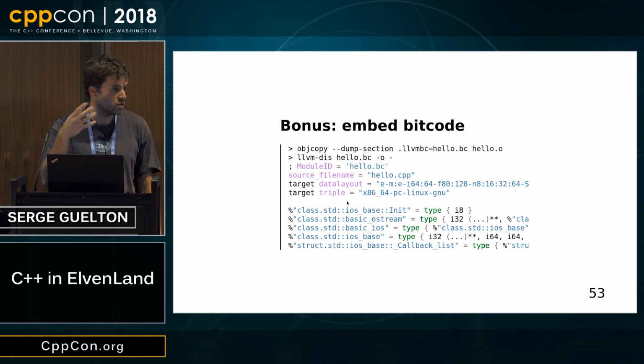If you want to embed stuff into your binary, just create a section and put your data in a data section, not a text section. And you can put anything you want in it.